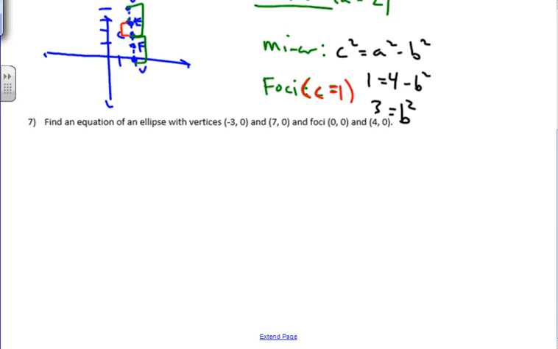Well, let's try another one. That was a little rushed, but let's try another one. We have an ellipse. Equation of ellipse. Once again, we're getting the vertices, and we're getting the foci. Okay. Find the center. We can take the vertices and find the values.